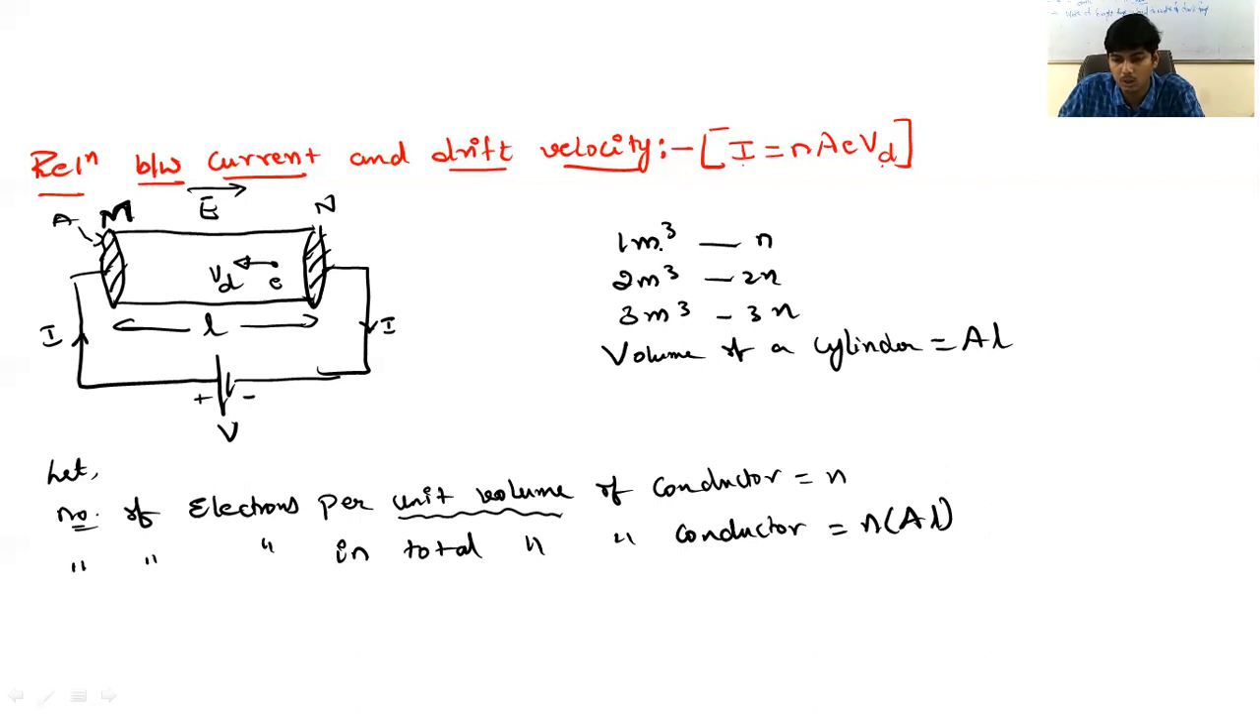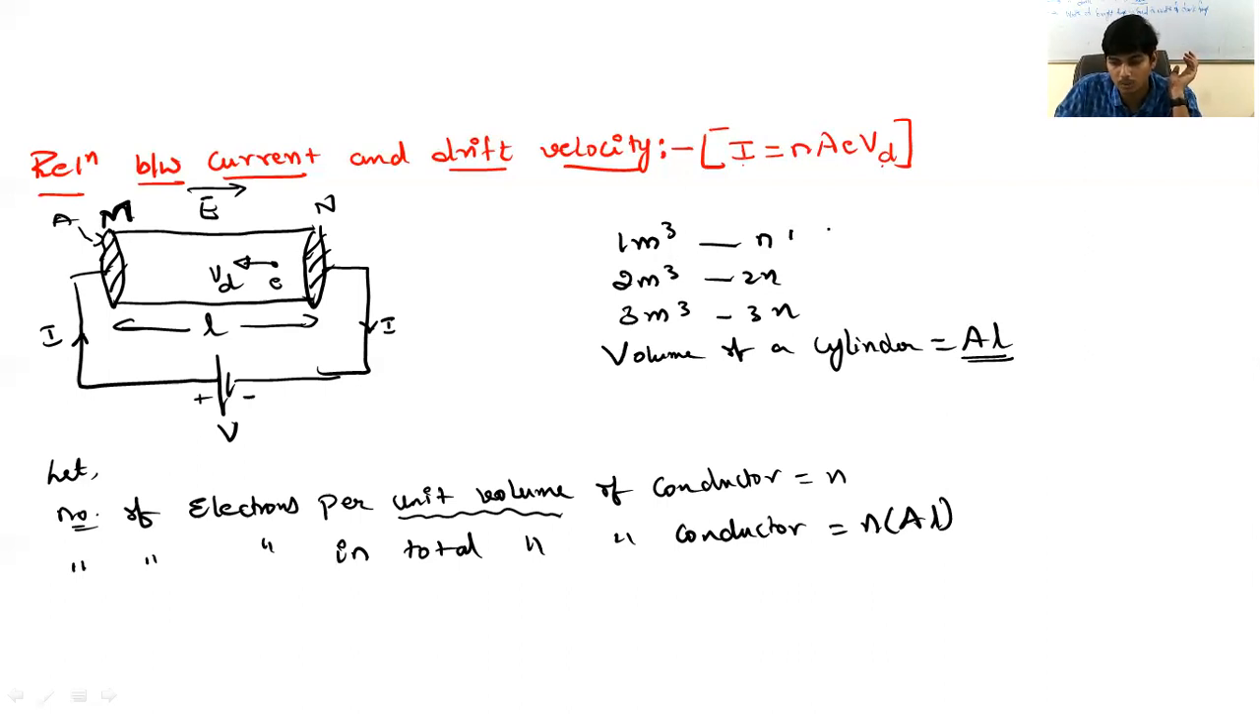In 1 meter cube of conductor, there are n electrons. In 2 meter cube, there will be 2n electrons. In 3 meter cube, 3n electrons. In 4 meter cube, 4n electrons. In the total volume of the conductor, what is the total volume? AL. So in AL meter cube of conductor, there will be n AL electrons.